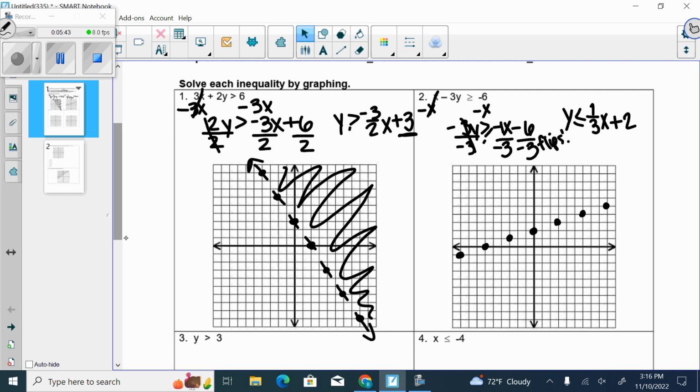All right. So now I'm going to decide if I should have a dotted line or a solid line. What do we think? Solid, because it has the equal to. We do want a solid line. Very good.